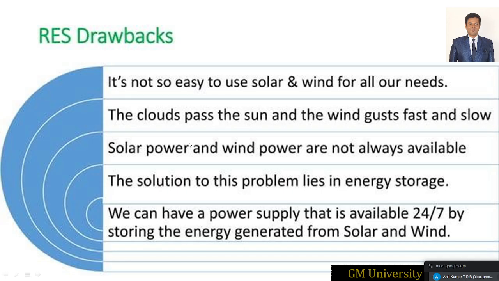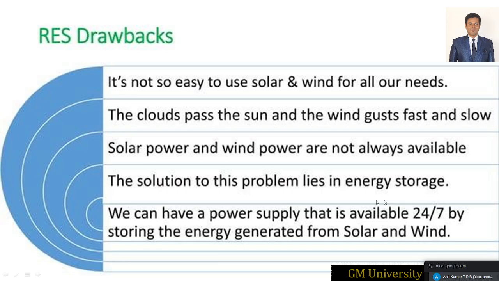Okay. So the cloud passes the sun, and the wind gusts fast and slow, isn't it? The cloud cannot be there at all times. During the rainy season, there will be intermittency with the sunny days, and the generation may get reduced. You cannot satisfy the peak load demands either. From wind also it is possible: if there is excess wind blow, then you can go for high generation and energy storage. Solar and wind power is not available at all times, right?